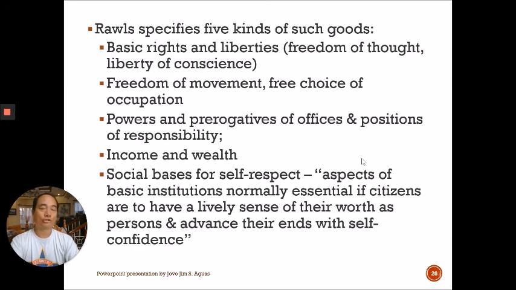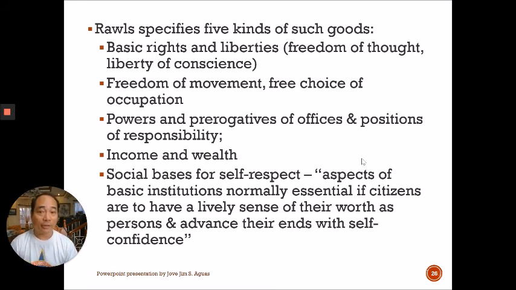Rawls specified five kinds of goods which are basic and primary. One, basic rights and liberties: freedom of thought, liberty of conscience, freedom of movement, free choice of occupation, powers and prerogatives of offices and positions of responsibility, right? Income and wealth. So if you don't have access to income and wealth, then you are already least advantaged. Social basis for self-respect, meaning the aspects of basic institutions normally essential if citizens are to have a lively sense of their worth as persons and advance their ends with self-confidence.